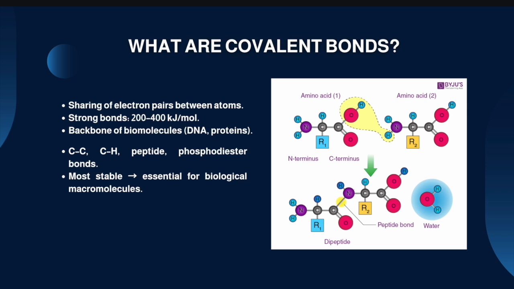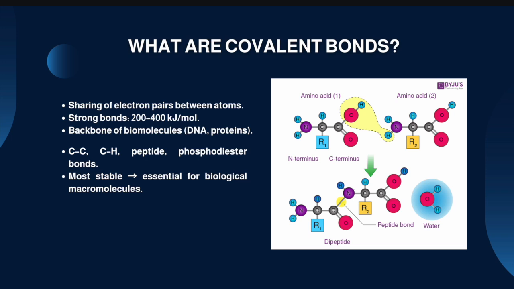And because it's between atoms, they are just clubbing together, sharing the electrons in the same space. That means they are carrying strong, high energy. That's why their bond strength is 200 to 400 kilojoule per mole. Where are they found? They are found in basic biomolecules like DNA, proteins, and simple examples like carbon-carbon bond, carbon-hydrogen bond, peptide bond, phosphodiester bond. Name any simple biomolecule and its interactions, most of the bonds are covalent bonds because they are the strongest.